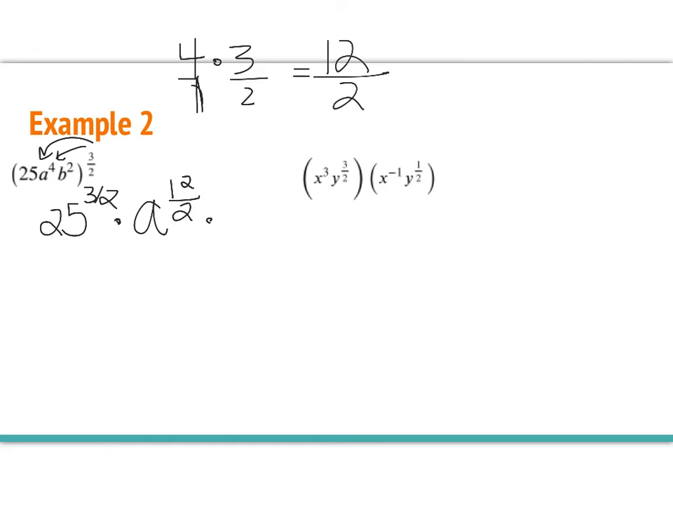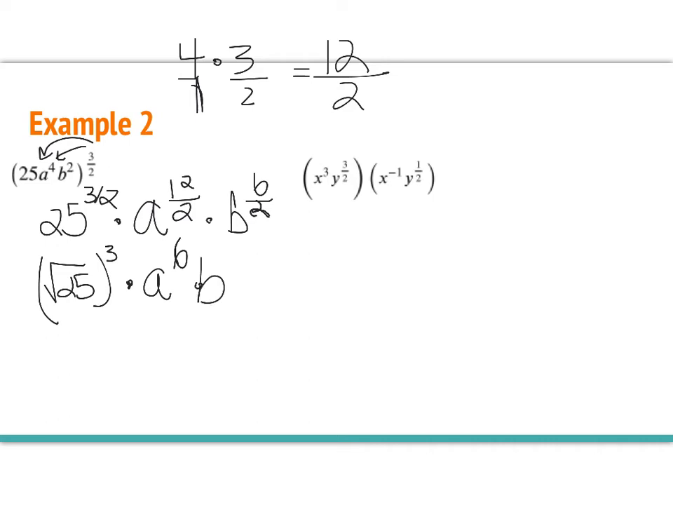Now b is 2 times 3, which is 6 over 2 as well. All right, now we can write this as the square root of 25, all cubed, okay, using our fractional exponents rule, times, now a to the 12 over 2 is a to the 6, and b to the 6 over 2 is b cubed. The square root of 25 is 5.